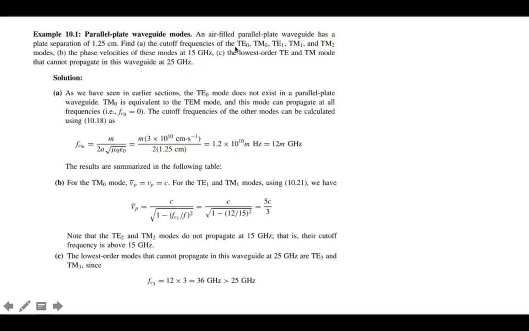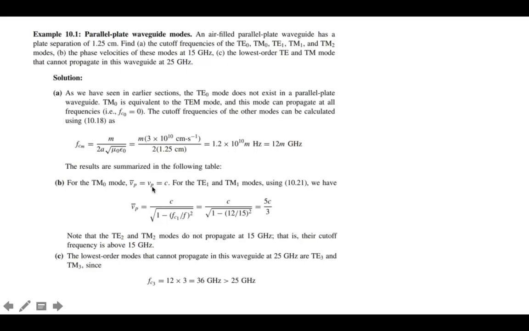And notice that the TM0 is basically the TEM mode. We plug in 0 and we get 0 gigahertz for the cutoff frequency, meaning that all TEM modes will propagate down the guide. No TE modes exist because, as we said back when we talked about TE waves, if you substitute 0 in for the mode number, you don't have a TE mode.